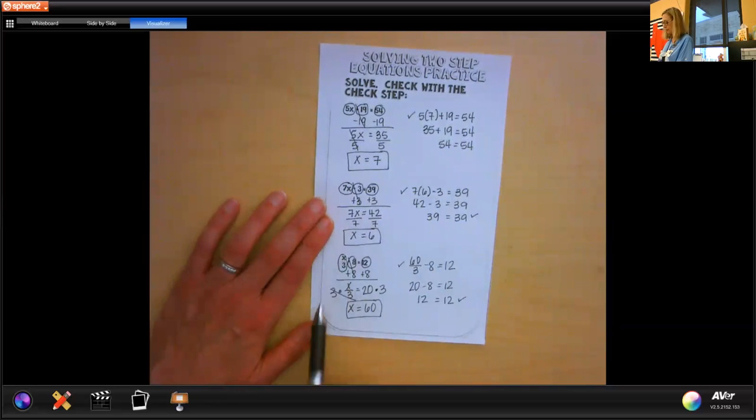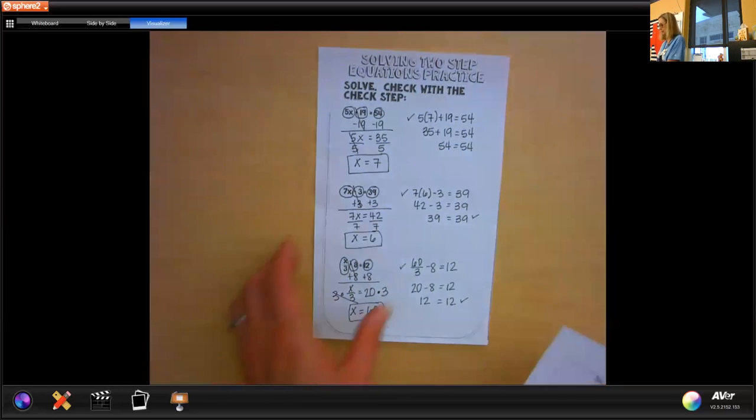x divided by 3 minus 8 equals 12. I added 8 to each side. That gave me x divided by 3 equals 20. I multiplied by 3 on each side. 20 times 3 is 60. I plugged in 60 for the x and determined that that was the correct solution. I got 12 on each side.